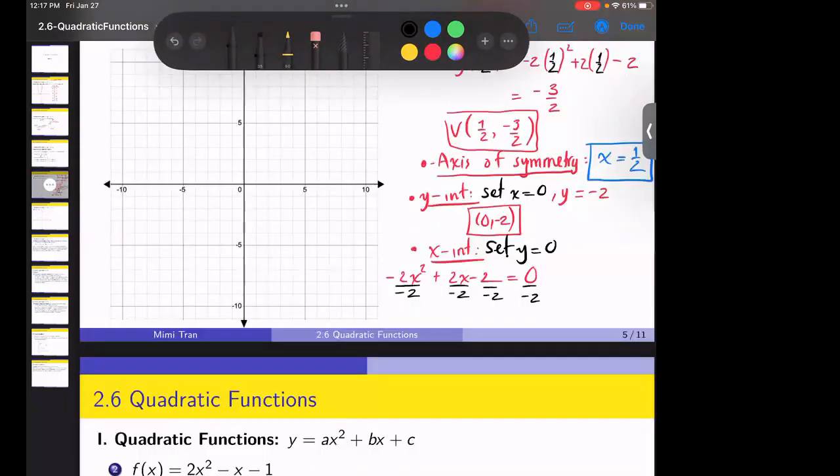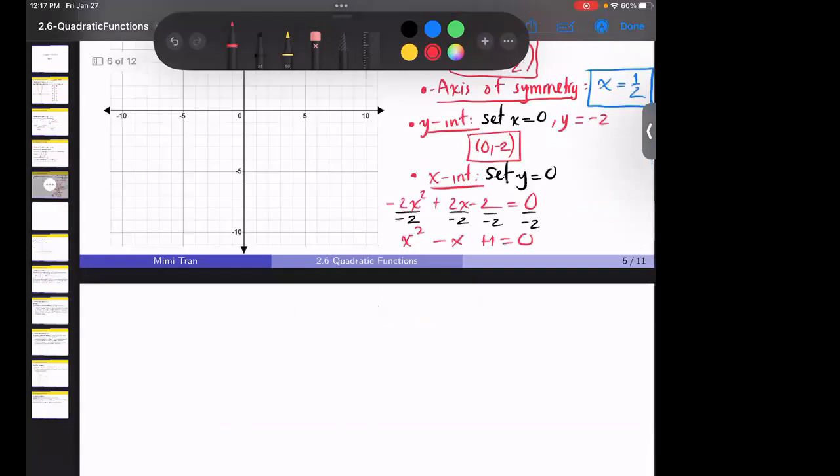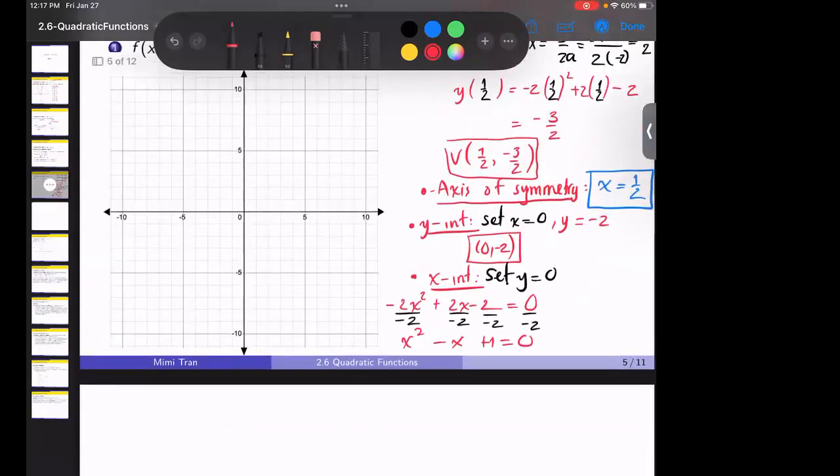X squared minus x plus 1 equals 0. Is it possible for you to factor that? Can you find two numbers that multiply to positive 1 and add to negative 1? No, there's no two numbers that multiply to 1 and add to negative 1.